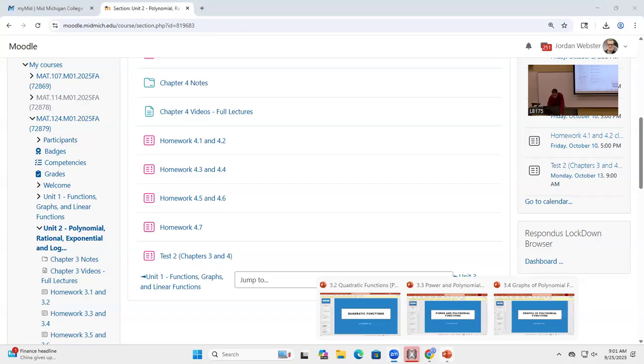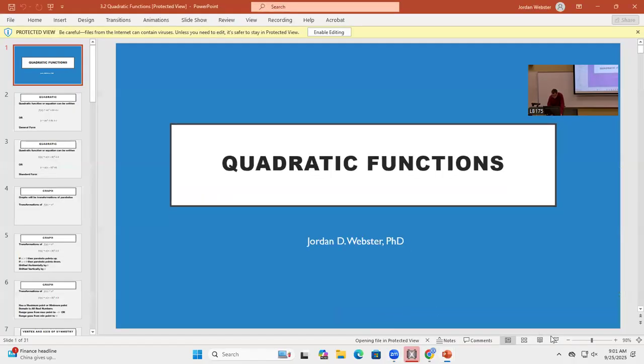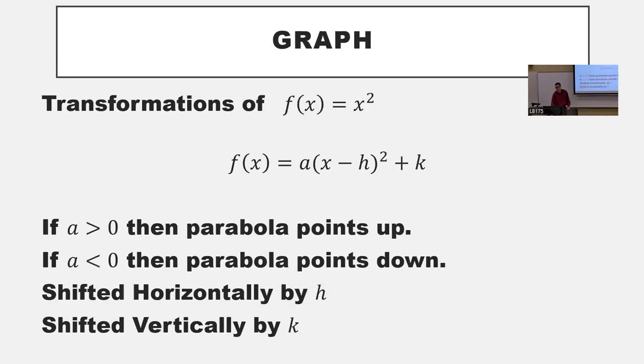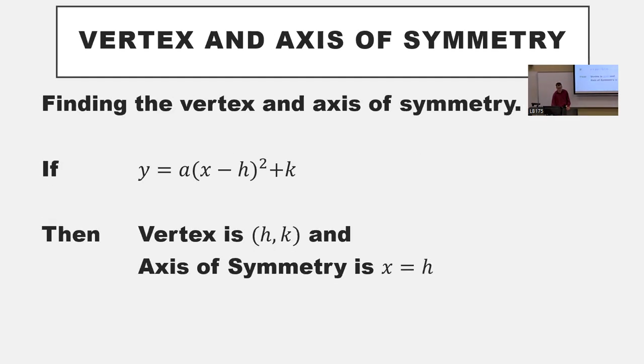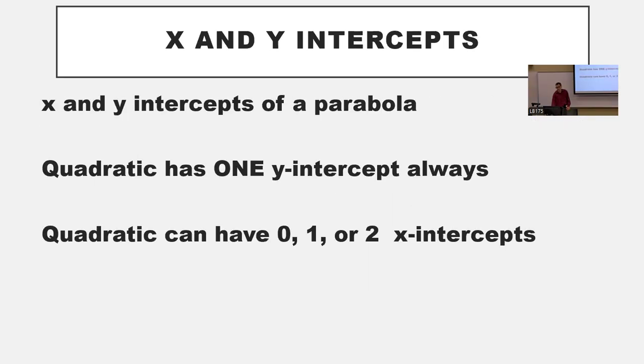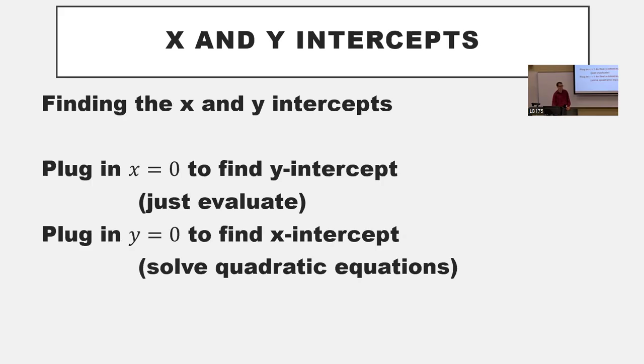All right, so last class period, we did complex numbers. We looked at complex numbers and how to deal with complex numbers, where they come from. And then we looked at quadratic functions. We saw how to find the vertex and the axis of symmetry. And then at the end of last class period, we started talking about the x and y intercepts.